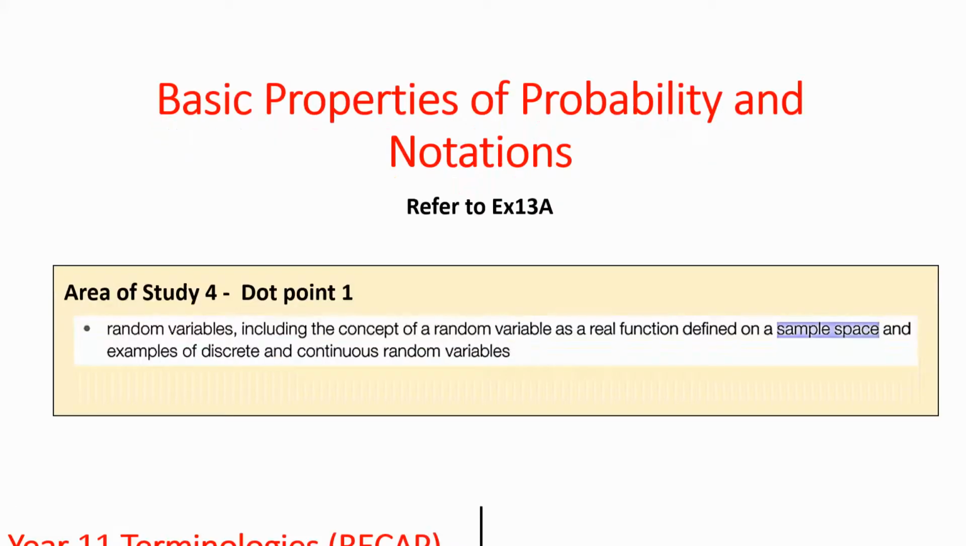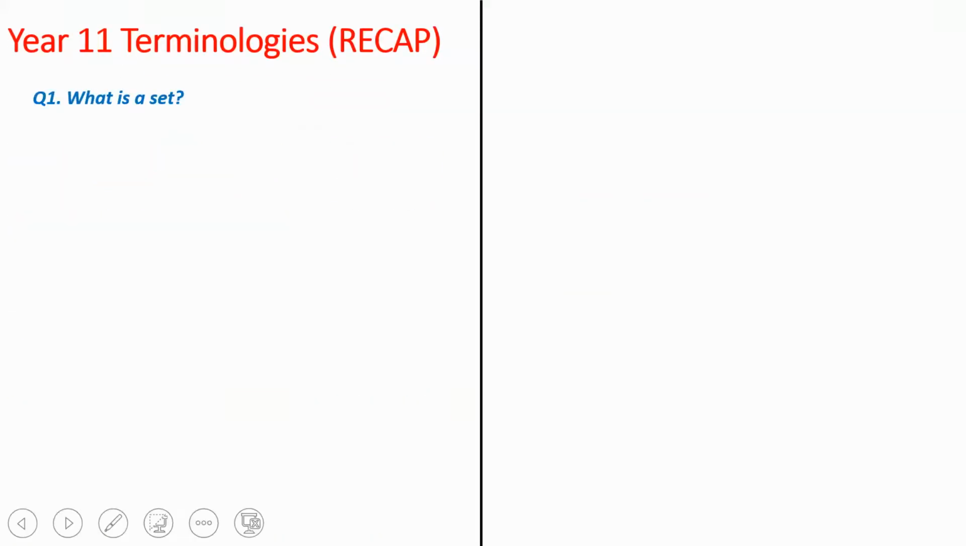13A. Here we go, some year 11 terminologies. What is a set? Again, someone tell me, what is a set? Let's go with Chi. What is a set? A group of numbers, could be a group of letters, a group of anything. Okay? A group of anything is called a set.